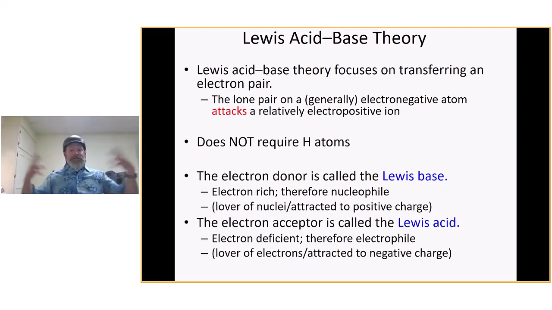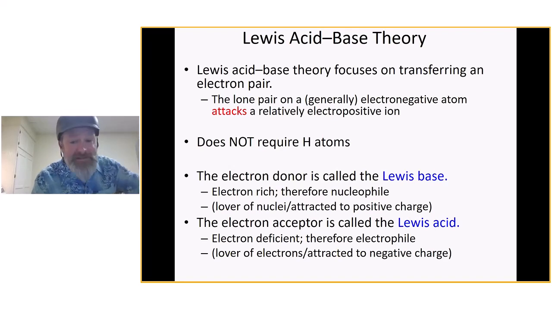Because something that is electron-rich has a partial negative charge. That partial negative charge is attracted to the nucleus of another atom, which has a positive charge. Negative attracted to positive. Makes sense. The lover of nuclei is attracted to positive charge. Our Lewis base must have a lone pair.